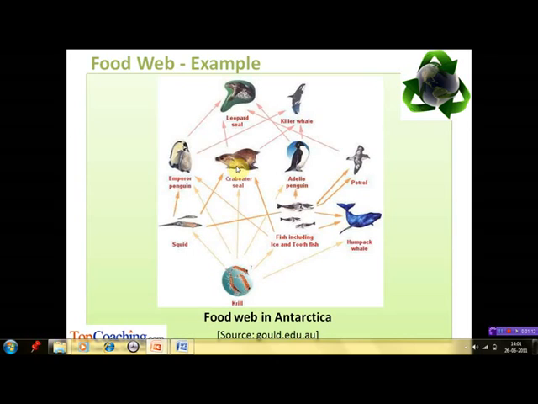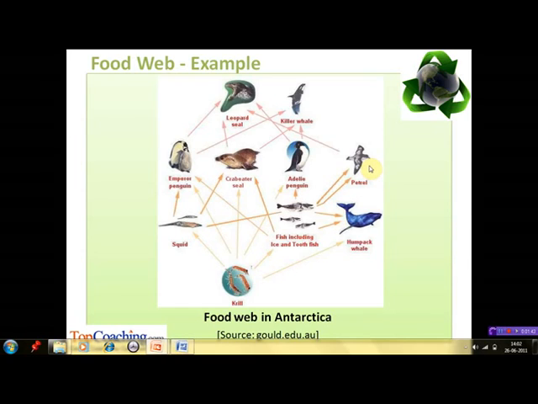Then we have the crab-eater seal. They are carnivorous and dive deep for prey. They feed on squid and fish, which are secondary consumers in this food web. Similarly, we have humpback whale, which feeds on other fish like ice and toothfish and krill. Since it feeds on primary and secondary consumers, it is also a tertiary consumer. Petrels are also carnivorous and they feed on small prey.